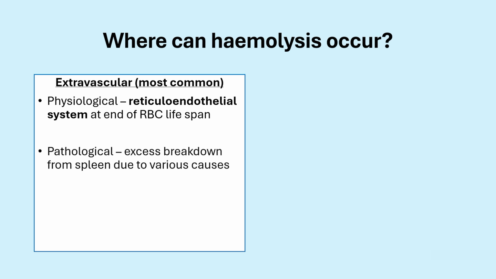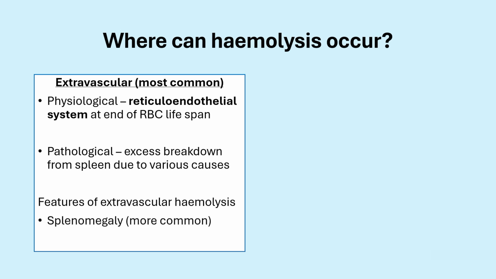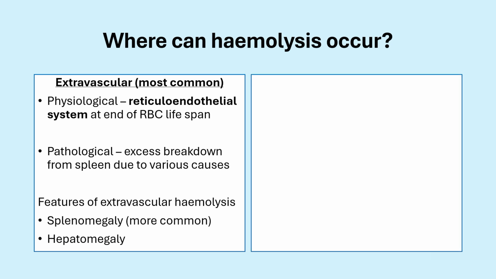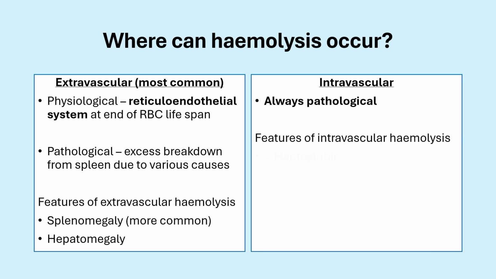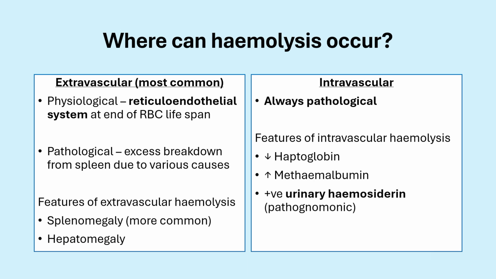In pathological cases of extravascular hemolysis, there is excess breakdown from the spleen due to multiple causes. Features of extravascular hemolysis include splenomegaly, which is the commonest feature, and hepatomegaly. Intravascular hemolysis is always pathological. Features of intravascular hemolysis include low haptoglobin, increased methalbumin, positive urinary hemosiderin, and hemoglobinuria.